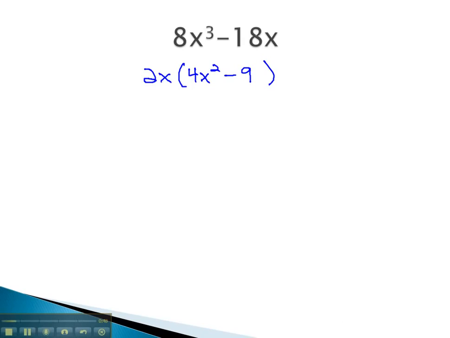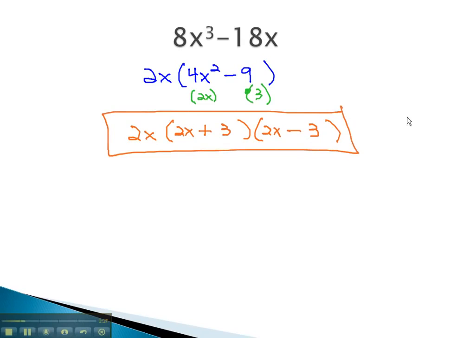Notice we have a difference of squares. We can take the square root of 4x squared, which is 2x, and the square root of 9, which is 3. Finishing our factoring, with the greatest common factor in front, the difference of squares will factor to the sum and difference of the square roots, 2x plus 3 and 2x minus 3. And now our expression is completely factored.